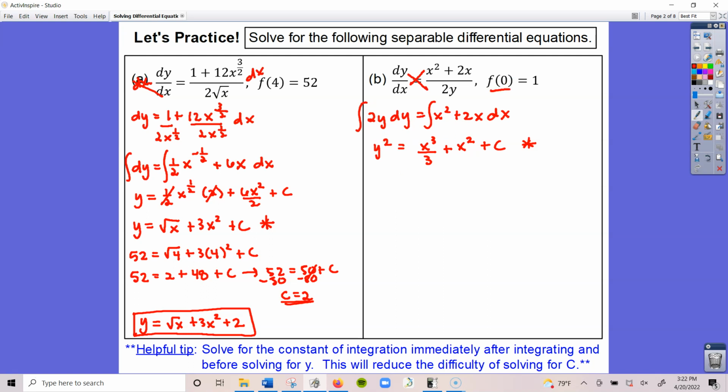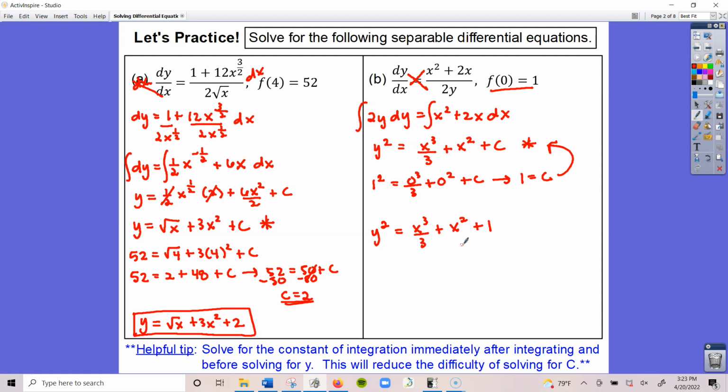So I'm going to plug in my values now. My y is 1, so that's 1 squared, is equal to, I'm going to plug in 0, 0 to the third over 3 plus 0 squared plus c, which all this translates to is 1 is equal to 0, c. So 1 is c. So now I'm going to plug it in here. So y squared is equal to x to the third over 3 plus x squared plus 1.